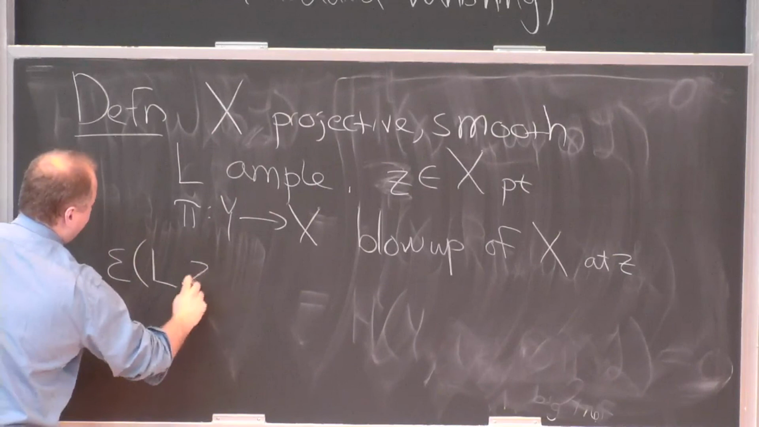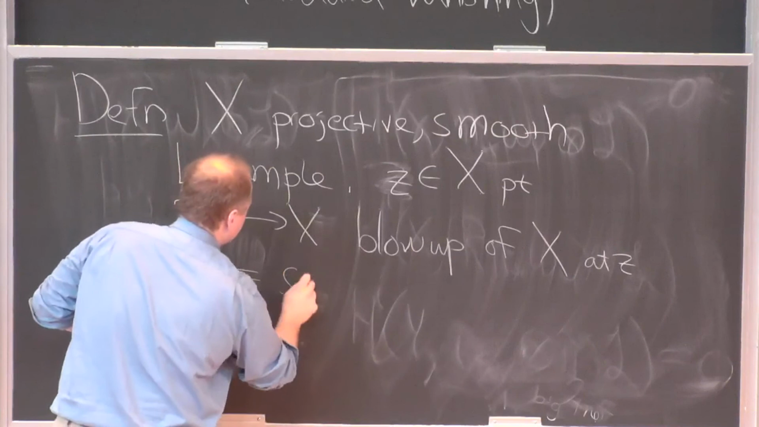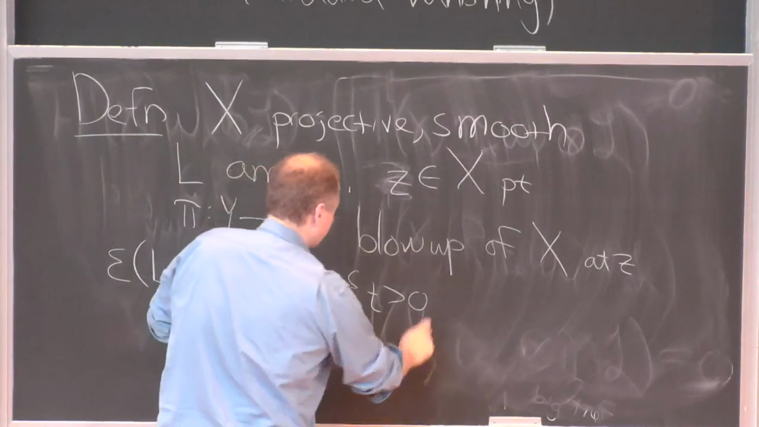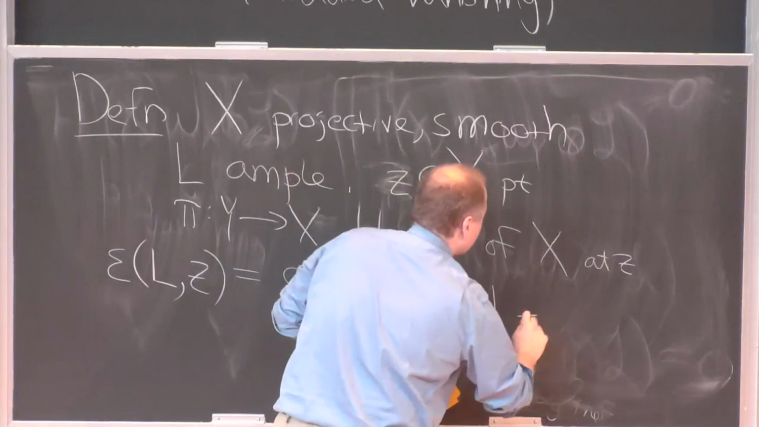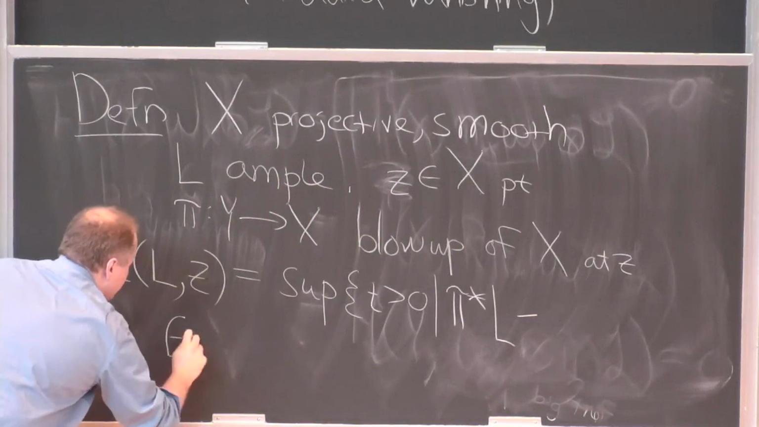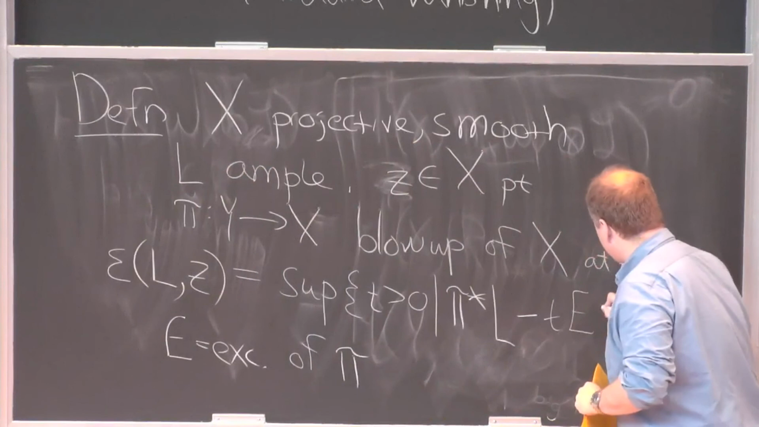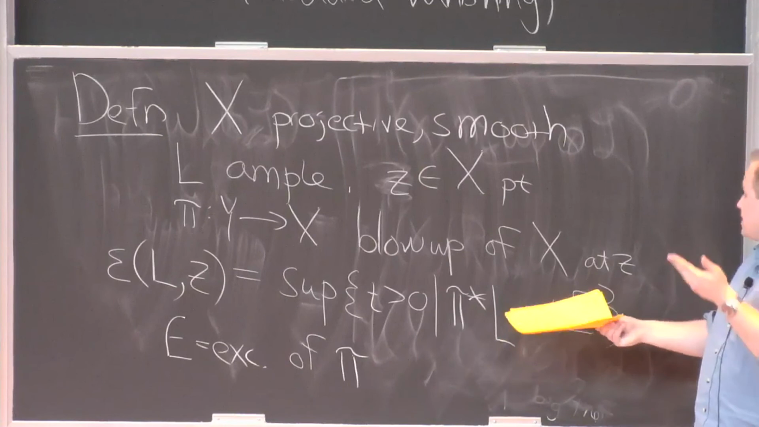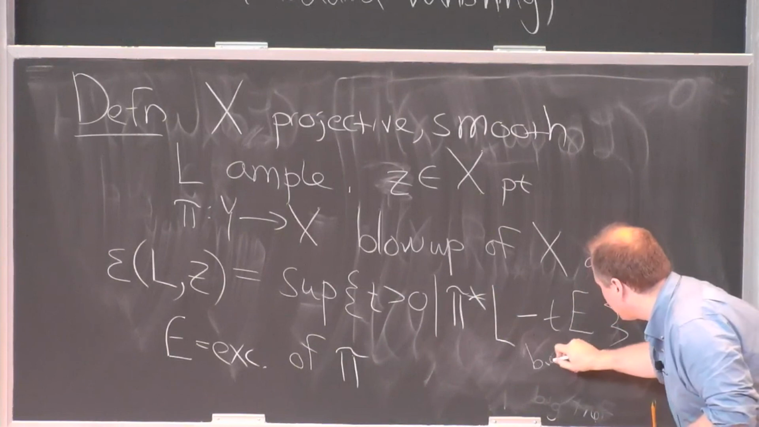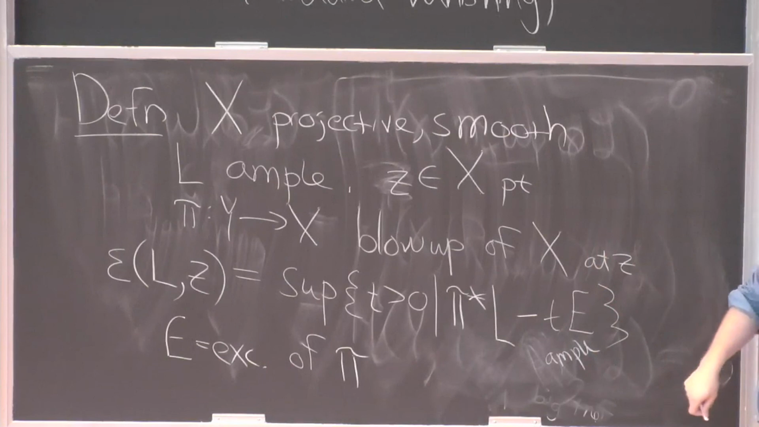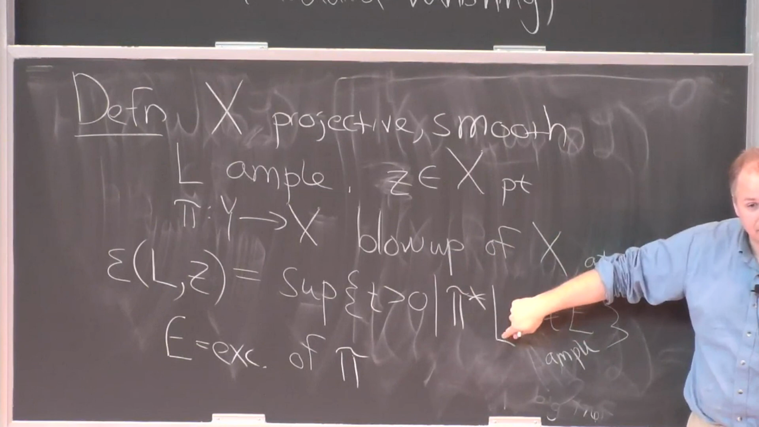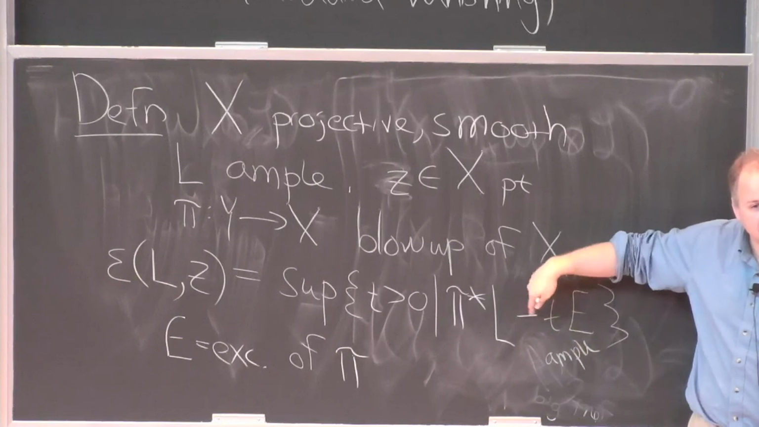It's going to be the supremum over all t bigger than 0 of the pullback of L. I need one more notation. E is going to be the exceptional divisor of pi. And I'm just going to subtract off t times E here. Now, it's even in Hartshorne, essentially, although not quite phrased this way, that if I take an ample divisor and subtract off maybe one copy of E, but if this guy is sufficiently ample, then this difference right here is still going to be ample on the blow-up.